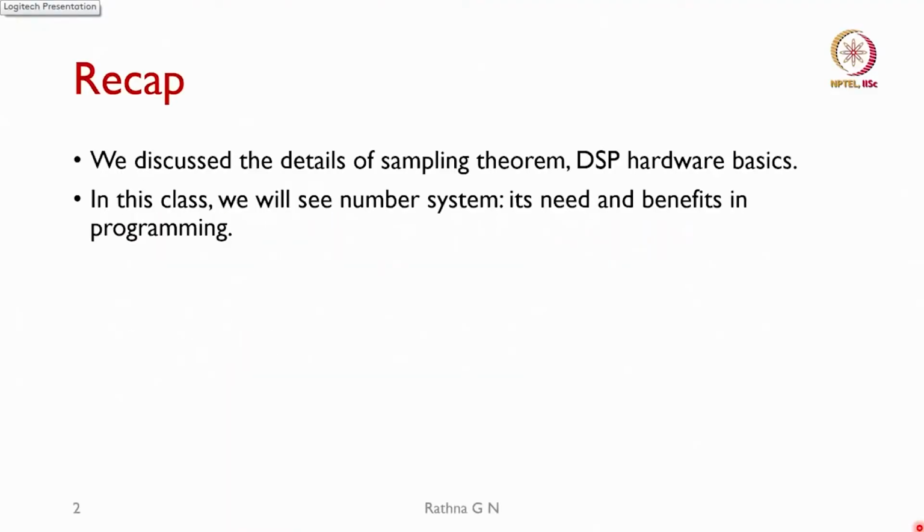Welcome back to real time signal processing. So, today we will discuss the number system. Just to recap what we covered in the last class, first we did the sampling theorem, and then we looked into DSP hardware basics. So, in this class we will see the number system, its needs and then its benefits in programming.